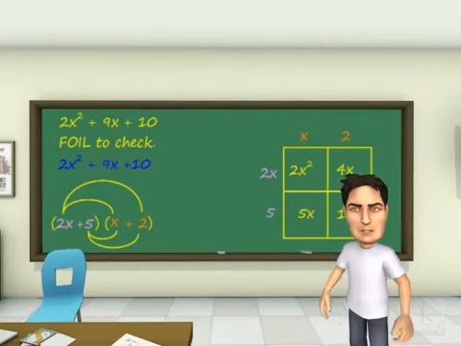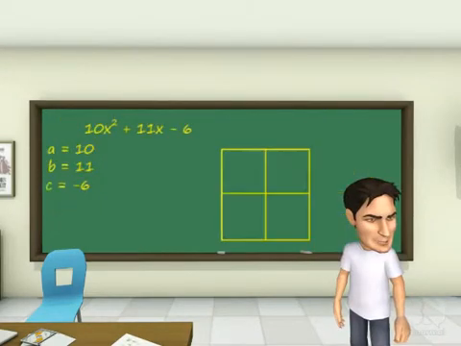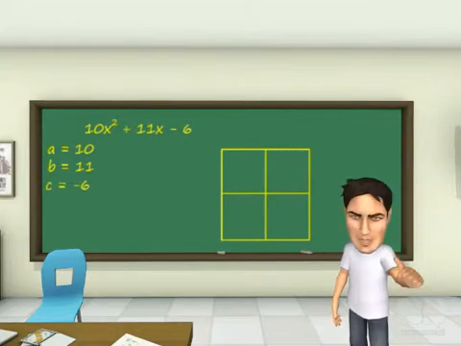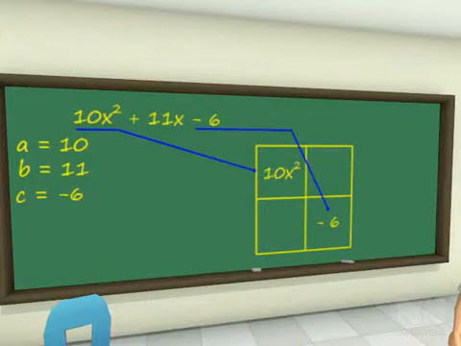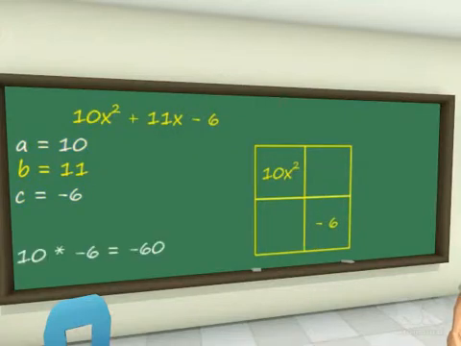No problem using the box method. Let's put it up on the board. In the top left square, put the whole quadratic term 10x squared. In the lower right square, put the constant term, -6. Next we multiply a and c. In this case, since a is 10 and c is -6, the product is -60.